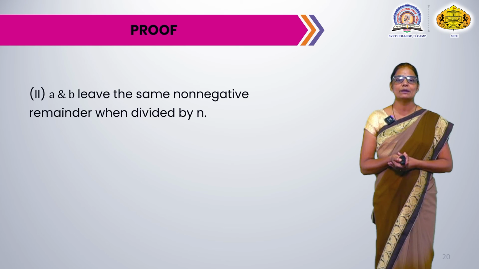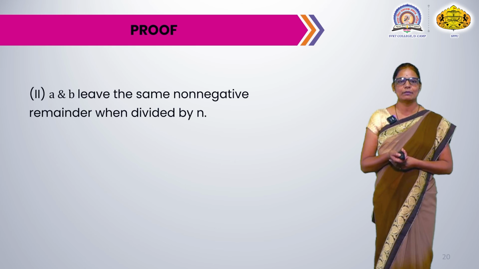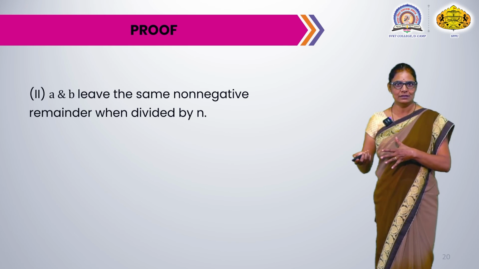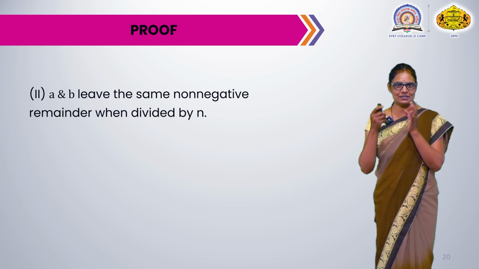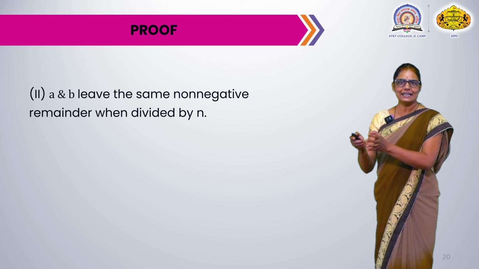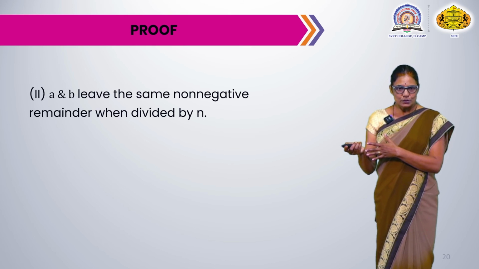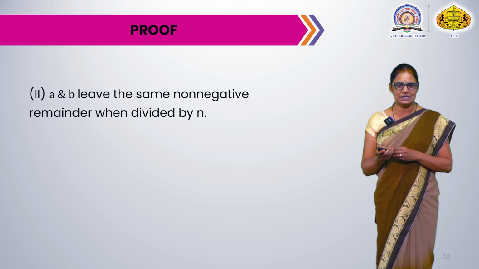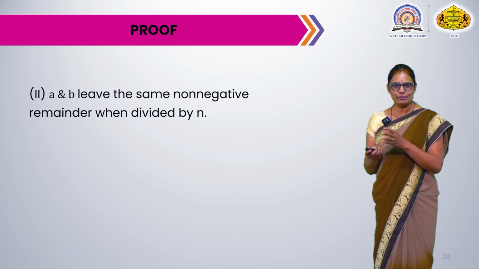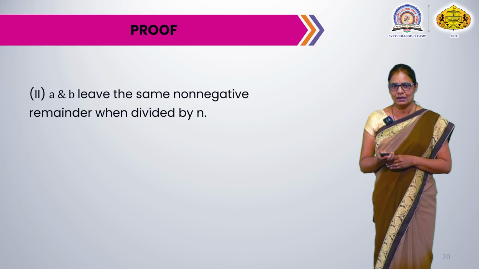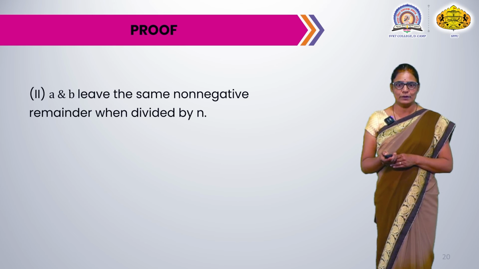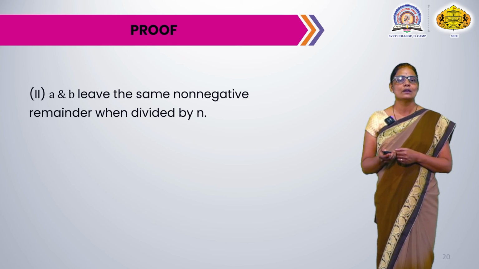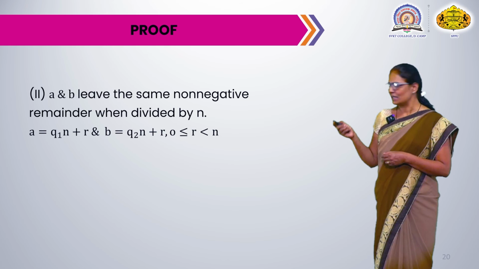So in the second part, this is our assumption: a and b leave the same non-negative remainder when divided by n, and we want to prove that a is congruent to b modulo n. That is, we want to prove that a minus b equals n times some integer. For that, first we consider the hypothesis, that a and b leave the same remainder when divided by n. So apply the division algorithm to a by n as well as b by n. There exist some quotients and remainder, so a and b can be written in this form.